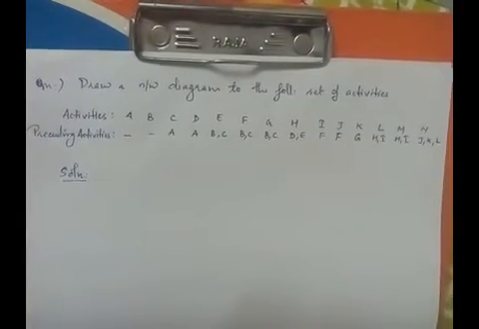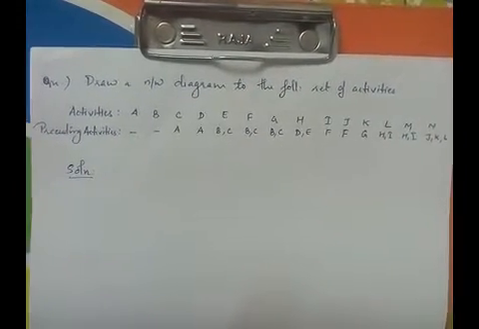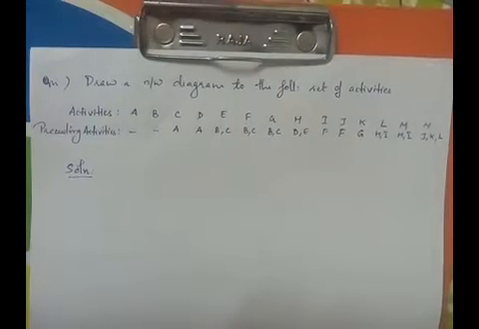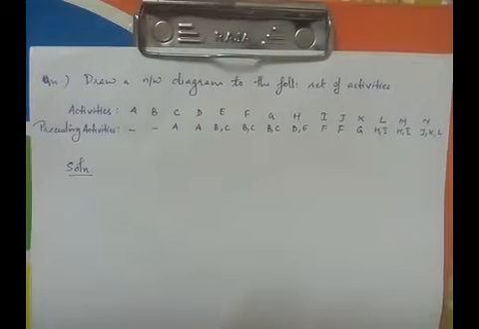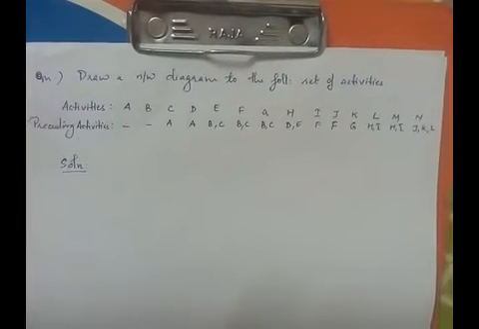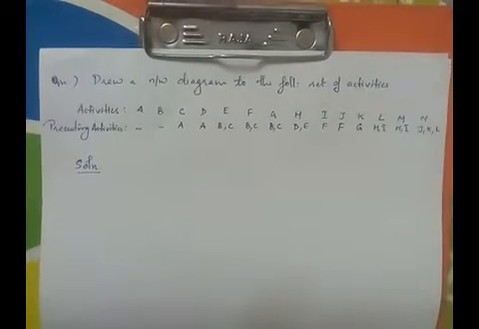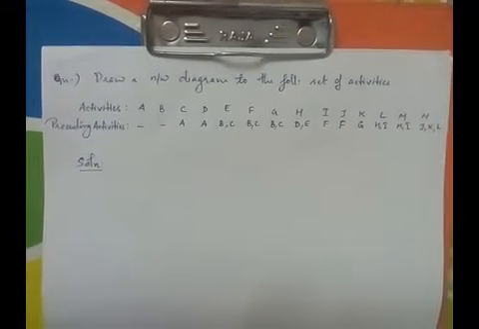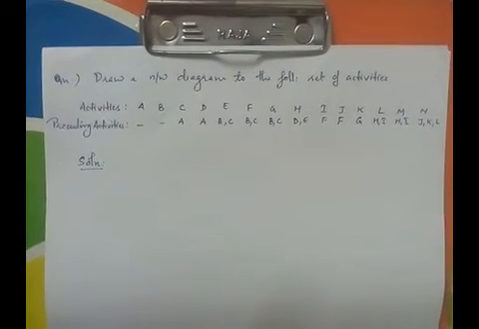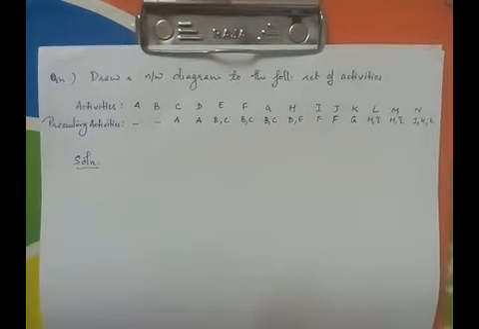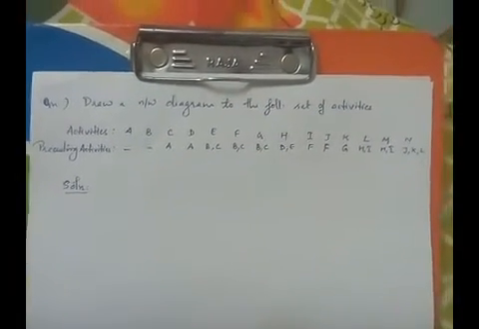Now consider this question. We are going to draw a network diagram for the given set of activities. Here in this question, the activities are given and the preceding activity for each activity is also given. These are the details that we have to draw a network diagram for this particular question. So let's see how we can draw a network diagram using these details.